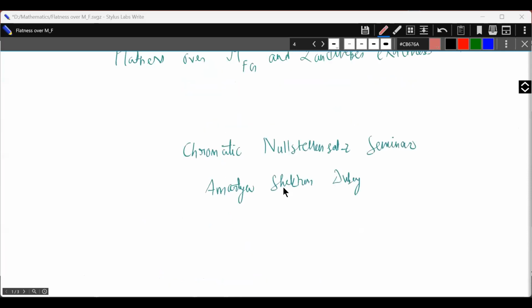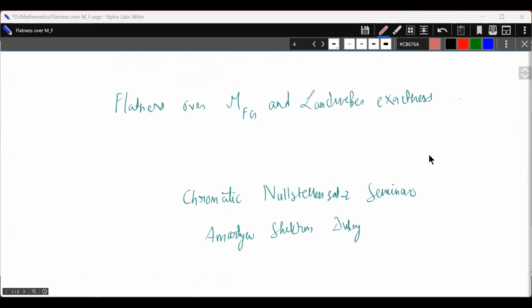So this time I'll be talking about, okay, first let me share my screen. Okay, so we're talking about flatness, the moduli stack of formal groups, and Landweber exactness. So this is meant to be a brief talk. There's not a lot of stuff that I'll be talking about, but we will discuss the proof in detail, as much as possible.